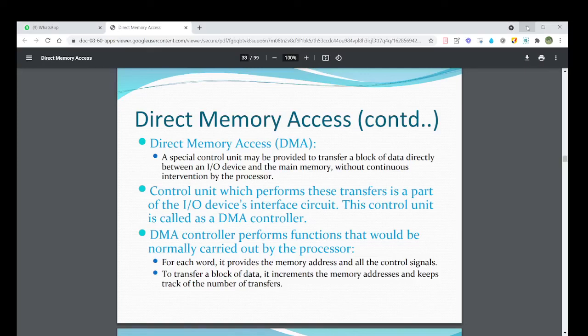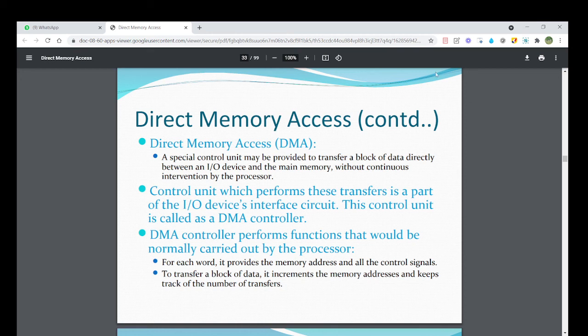So today we start with direct memory access, in brief also called DMA. This is a very important topic from the examination point of view. Direct memory access is a special control unit which provides data transfer directly between the IO device and the main memory without continuous intervention by the processor. So that is the brief definition of DMA.